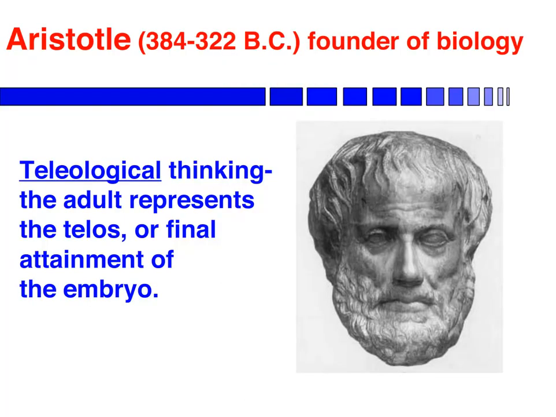So I do want to know a little bit about the history of systematics and the way people used to think, because again, we take this knowledge for granted, but the reality is things have changed drastically over time, okay? So back in Aristotle's day, now remember Aristotle, he was arguably the founder of biology, and what he felt was that the adult would represent the final attainment of the embryo. That was the teleos, or the ultimate.